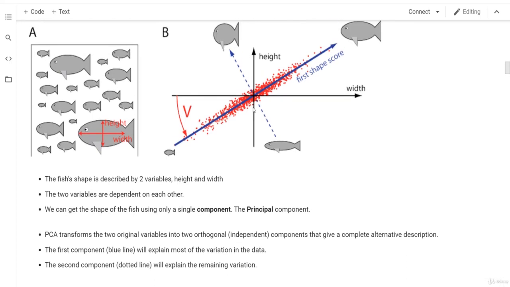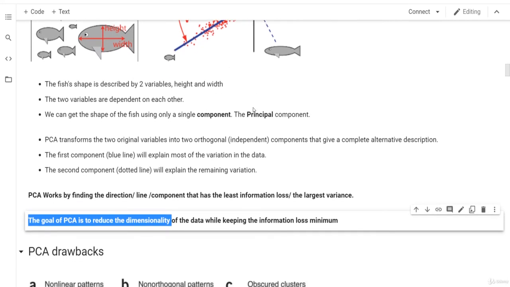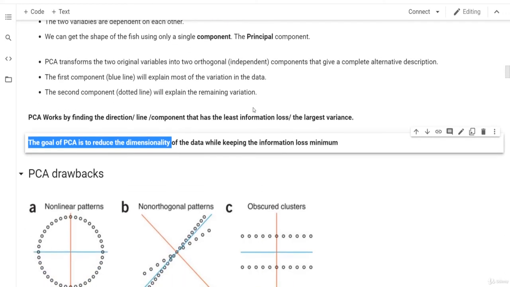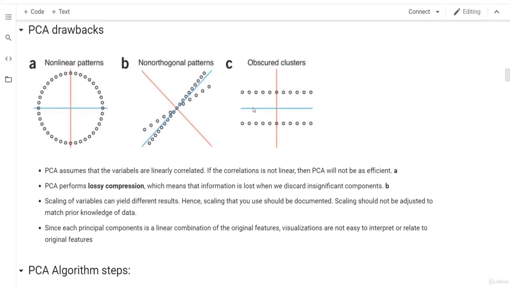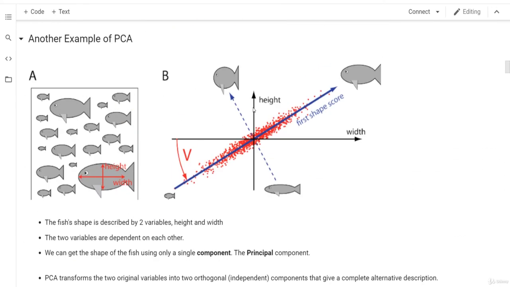So this is basically a conceptual understanding and a motivation for PCA. Now in the next lesson we will discuss some of the drawbacks of PCA, so when PCA shouldn't really be used. And after that we will start seeing the algorithm steps. We will go step by step into PCA, the mathematics and the code. So let's go to the next lesson.